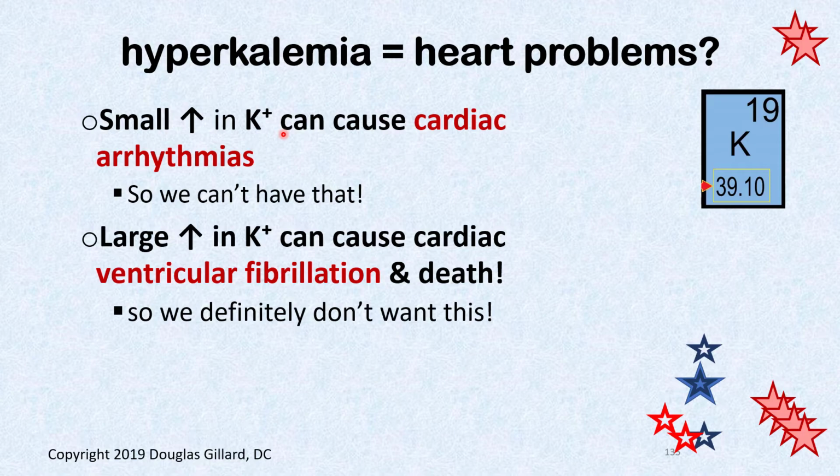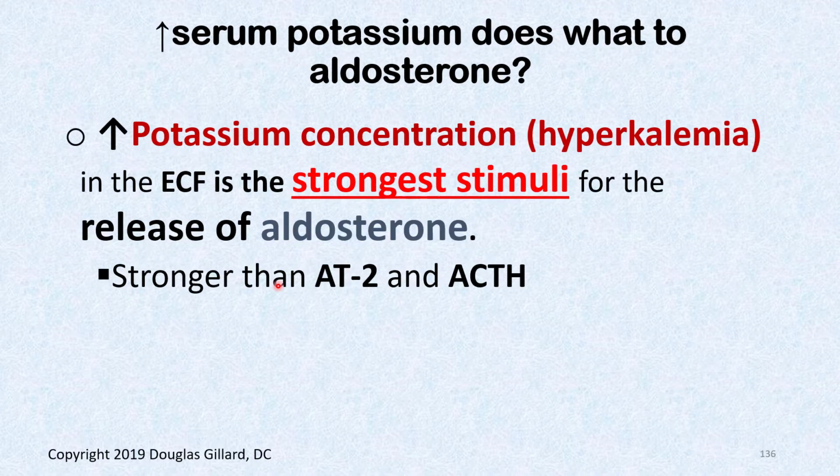But if you do have small increases in potassium level, it can give you some pretty bad arrhythmias of the heart, from palpitations to some of the supraventricular tachycardias. If there's a huge amount of potassium in the bloodstream, it can kill you. Ventricular fibrillation, it's an arrhythmia, but it's a ventricular arrhythmia, and that can kill you.